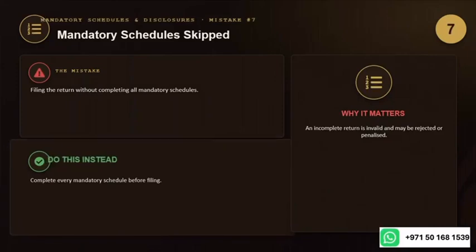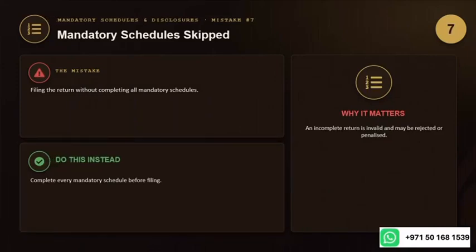Mistake number 7 is skipping mandatory schedules. An incomplete return may be rejected or penalized. Ensure all mandatory schedules are completed before filing to avoid these issues.